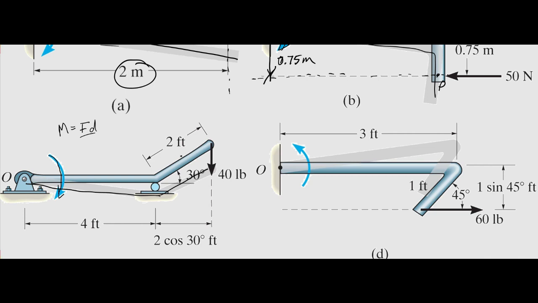Okay, so what we want to know is what is the perpendicular distance from point O to the force line of action. Well, that would be, if we drew a nice straight line this way, this total distance to the force line of action here. All right. So how do we calculate that? So we know this distance is already given to us as 2 cosine 30 degrees feet. All right.